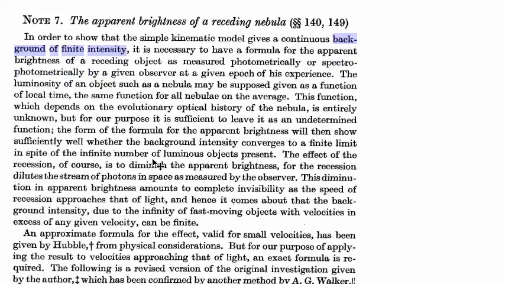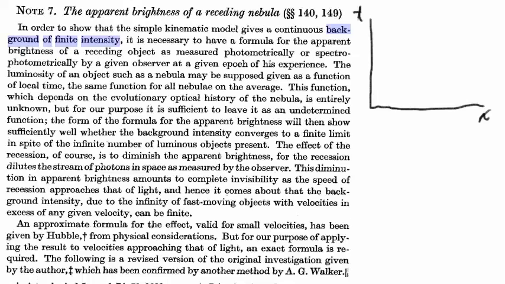In order to show that the simple kinematic model gives a continuous background of finite intensity, it is necessary to have a formula for the apparent brightness of a receding object as measured photometrically or spectroscopically by a given observer at a given epoch of his experience. Let me give you my current impression of what Milne means here using a space-time diagram. We'll start with the light cone, starting from x equals 0 and t equals 0, and expanding outwards at the speed of light, x equals ct and x equals negative ct.